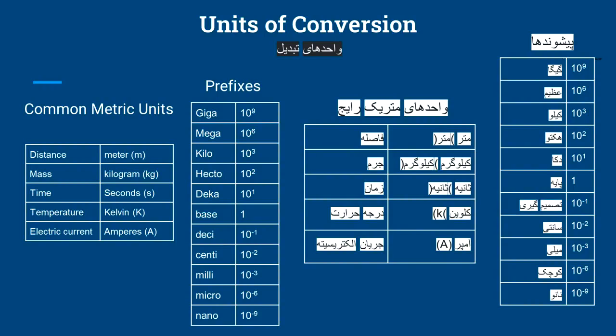Let's do an example. For instance, let's take centimeters. Centi is the prefix, and meters would be the common metric unit. That makes centimeters. We know that centi, it says, is 10 to the negative second, which means it's 1 over 100. So if we have centimeters, that means we have meters divided by 100. So a centimeter is going to be 1/100th of a meter.